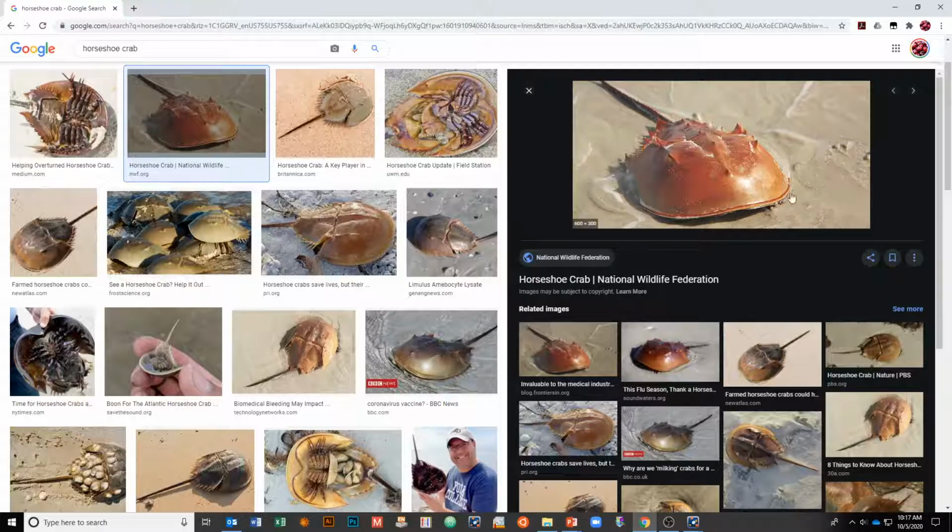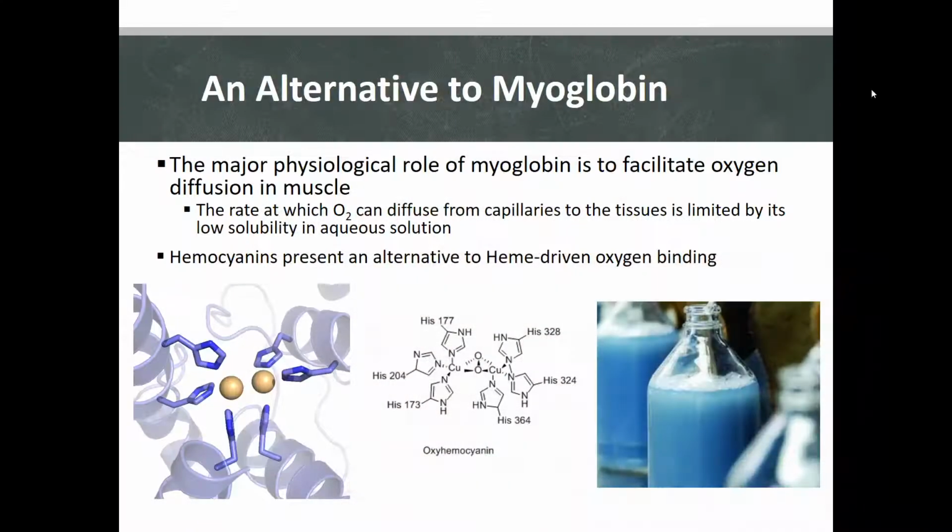But horseshoe crabs bleed blue. They have blue blood due to the presence of hemocyanins that transport oxygen. In fact, what you're looking at here is horseshoe crab blood. They are actually being studied for potential clinical applications.